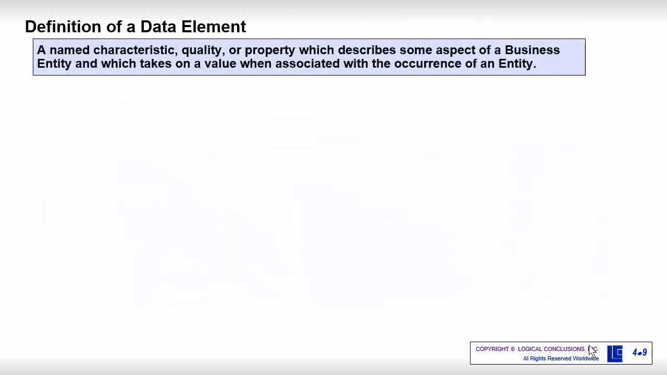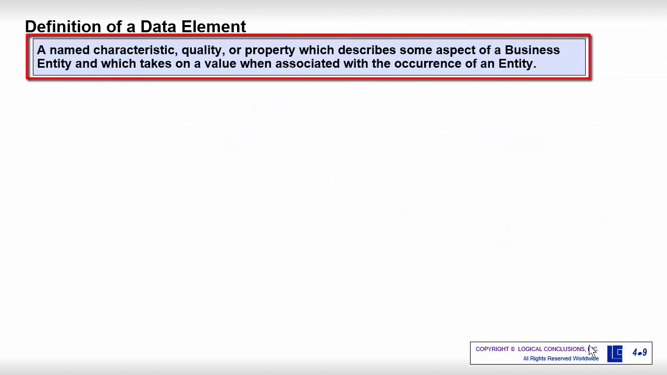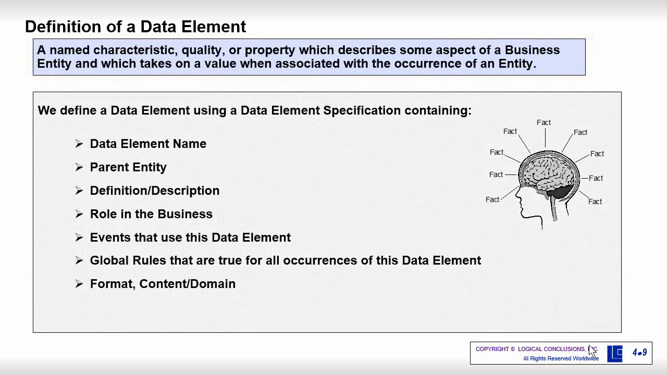Let me briefly define a data element and what we gather in a specification for it. A data element is a named characteristic, quality, or property which describes some aspect of a business entity and which takes on a value when associated with the occurrence of an entity. We define a data element using a data element specification containing data element name, parent entity, definition, description, role in the business, events that use this data element, global rules that are true for all occurrences of this data element, and format, content, and domain.